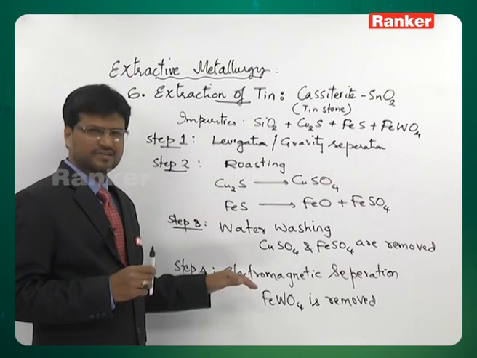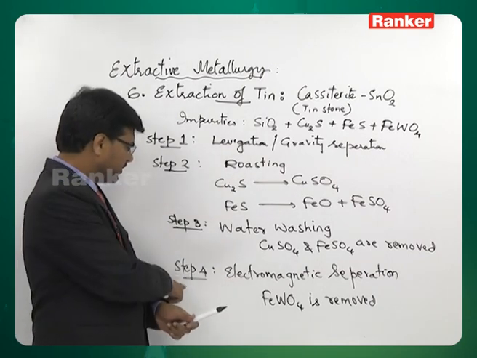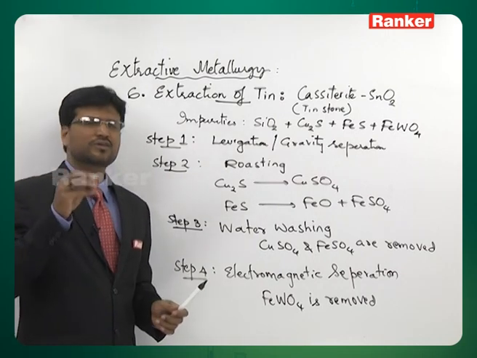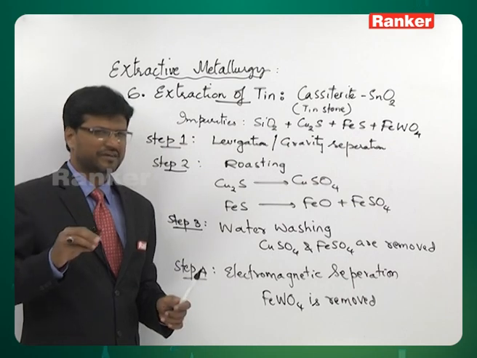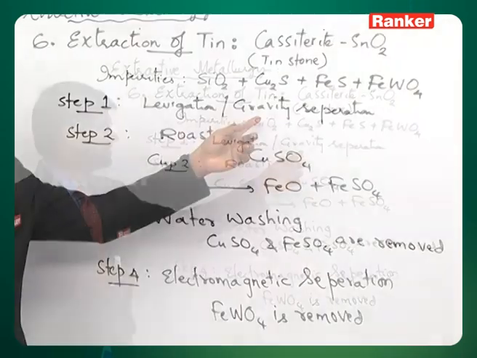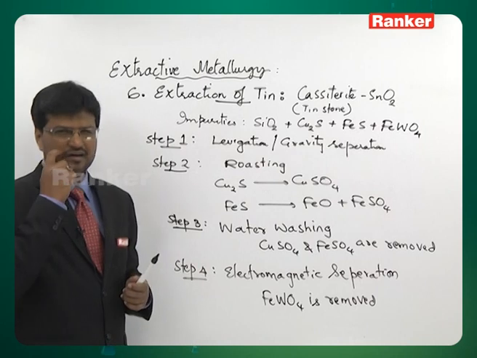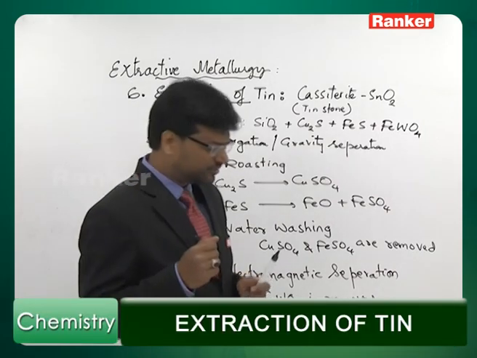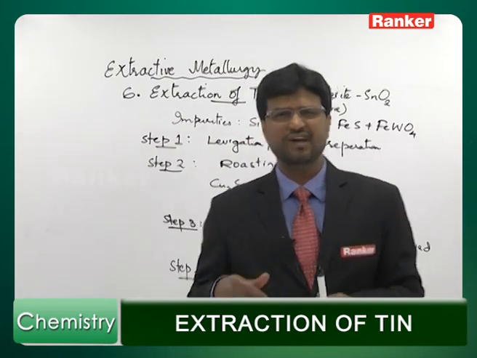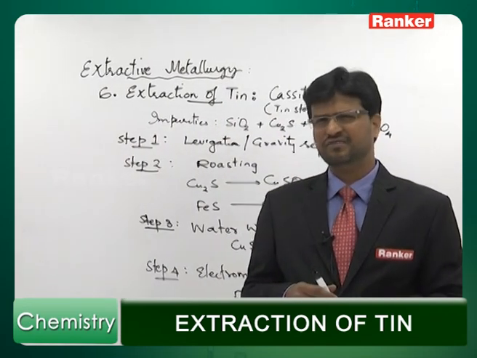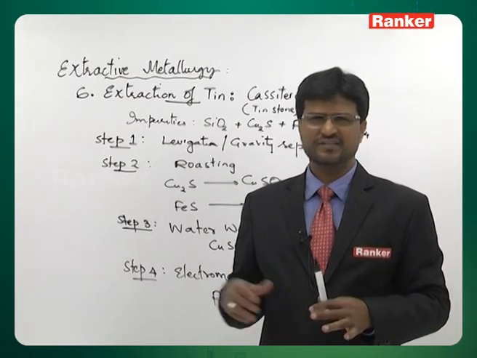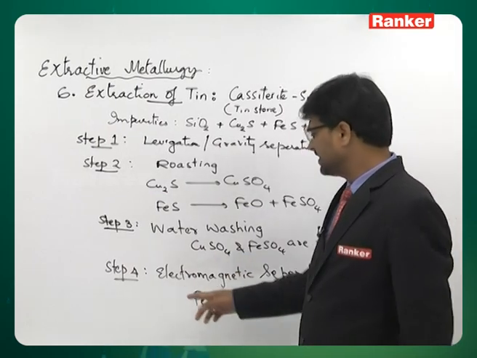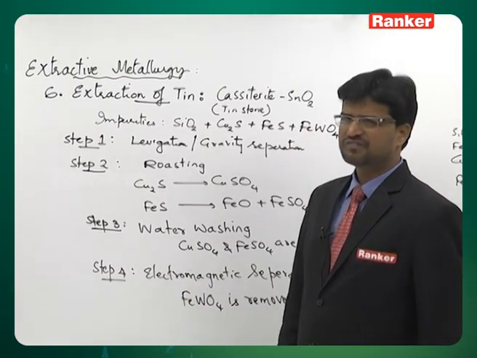So these are the steps. Up to here, remember, step 1 is levigation or gravity separation, where you lose particles of lesser specific gravity. Most of the silica will be lost in this stage. Step 2, roasting. Roasting is to remove moisture and volatile impurities from the ore. Roasting is done to transform copper sulfide and ferrous sulfide into their sulfates so that they can be removed in the next step during water washing. These are removed because they are water soluble. Then electromagnetic separation is done to remove tungstate.